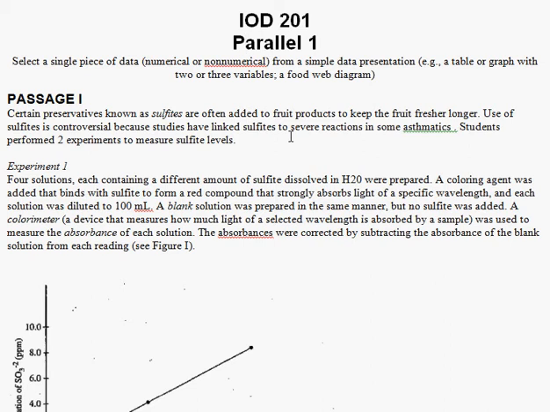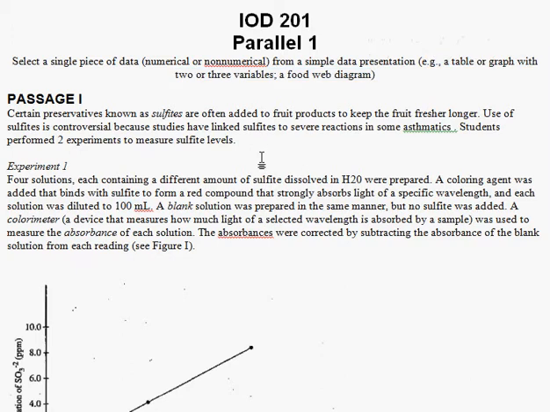Hello and welcome to the explanation of the parallel one for IOD 201. IOD 201, interpretation of data. 201 is select a single piece of data, numerical or non-numerical, from a simple data presentation. For example, a table or graph with 2 or 3 variables, a food web diagram.